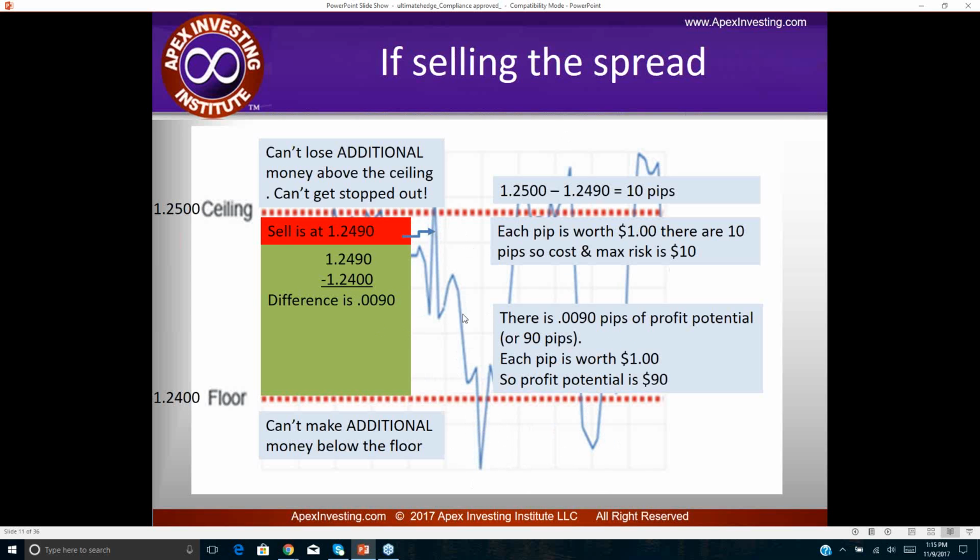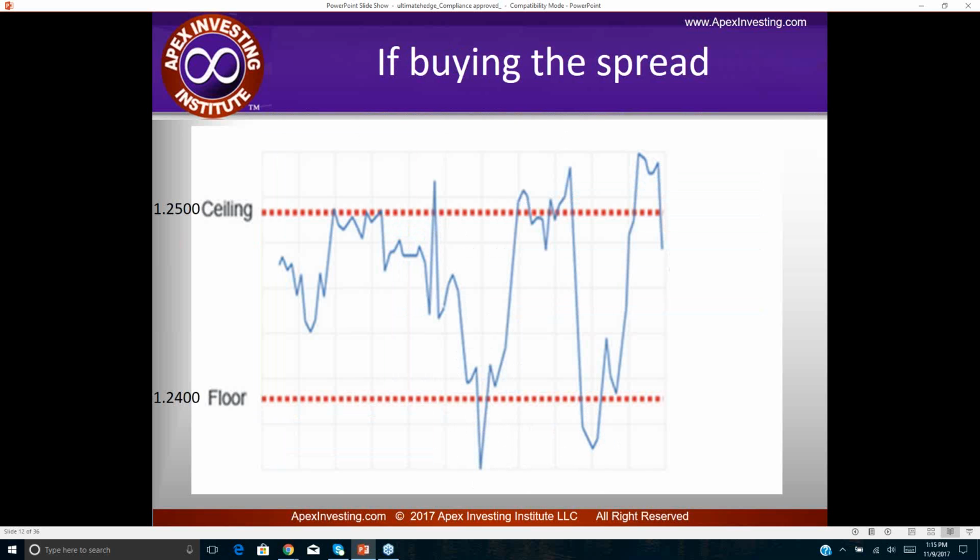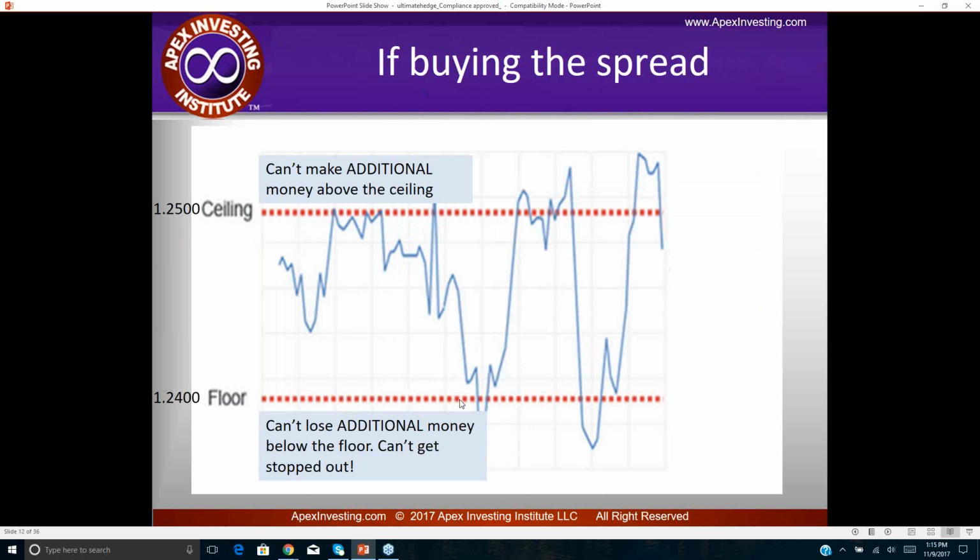That makes sense? Okay, so let's look at the opposite example. And again, this is very, very basic. What about buying a spread where I think the market's going up? Well, it's just flipped. I cannot make additional money above the ceiling. The ceiling caps my profit on a long trade. The floor caps my risk. I can't lose additional money below the floor, and I'm not going to get stopped out.